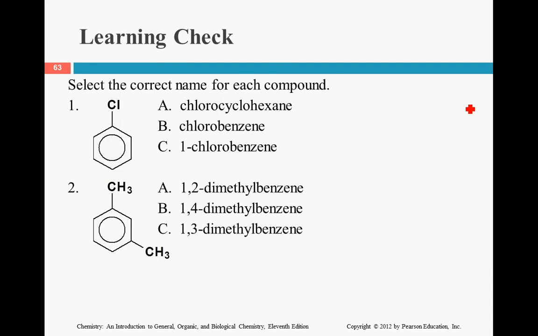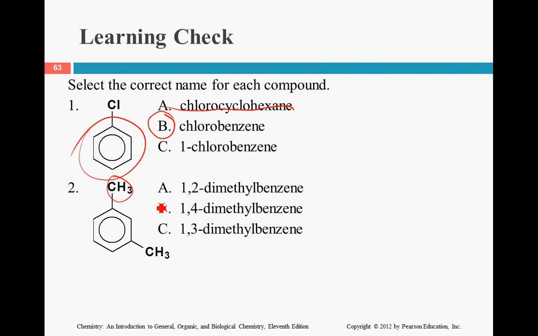Alright, so if we're looking at the names of these, here's our chain. It doesn't have CH3 or NH2 or OH on it, so it's just going to be plain old benzene. That leaves the hexane out. The circle inside makes it benzene, not cyclohexane. We're going to keep the number off of it because there's only one substituent.